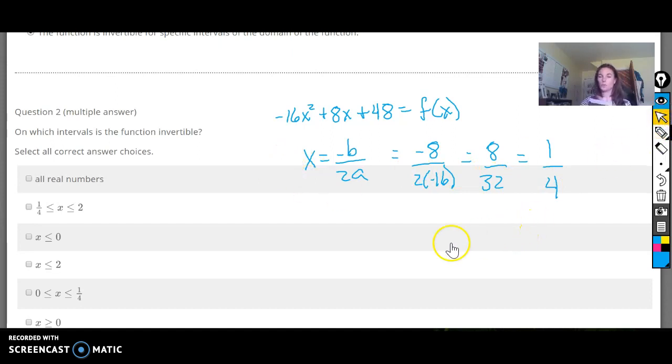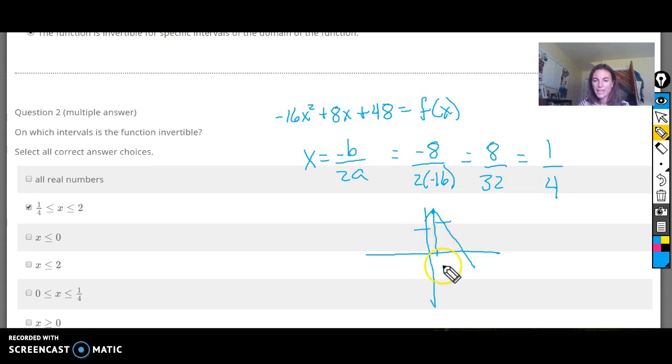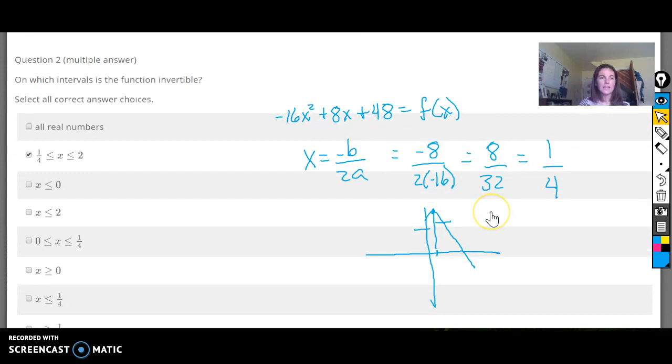We know that we're going to hit that vertex. Let me just draw this out. We're going to hit that vertex right here at 0.25. Okay, this is a terrible drawing. All right, but this is our demarcation. We can go above 1/4, we can go below 1/4, but we cannot include the entire range. All right, so let's see which intervals fall within that.